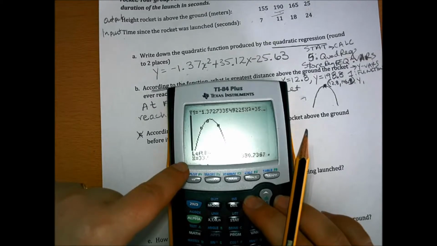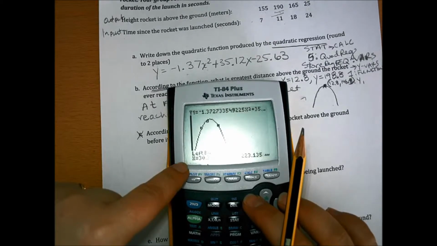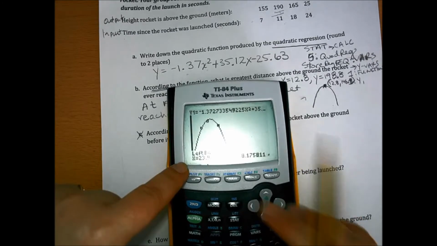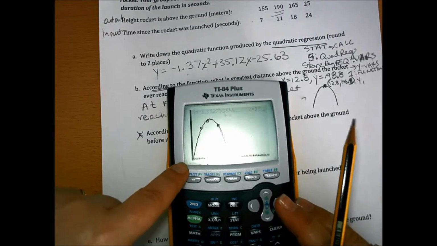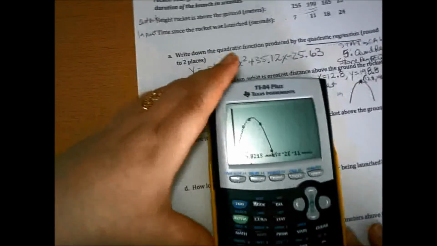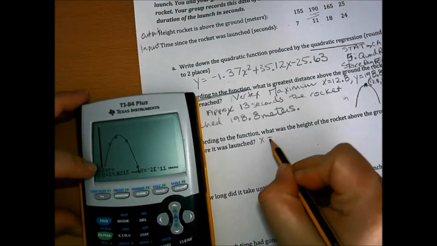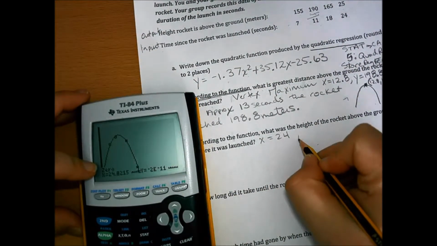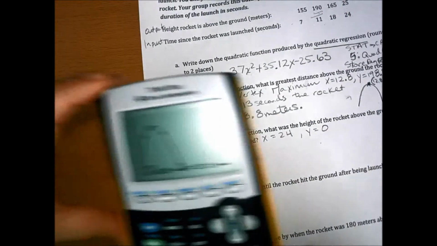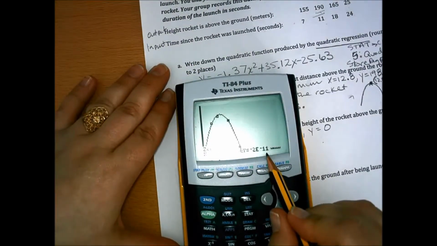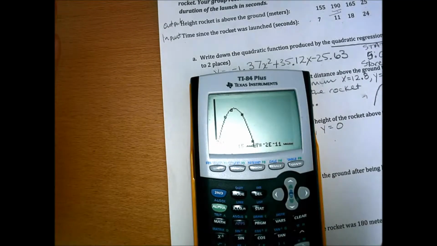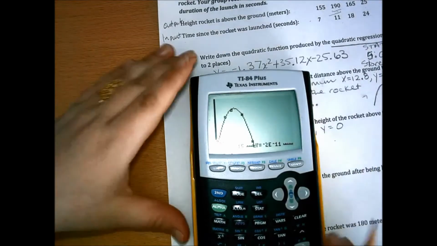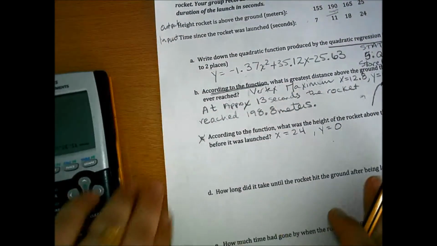Wait, I lost my cursor. Okay, there it is. So I'm just doing the same thing that we did before when we were finding the zeros. Okay. So we get that x is equal to 24 and y is basically equal to 0. See how it says -2 e to the -11? That's like -2 times 10 to the -11. That's basically 0, okay? Don't ask me why the calculator does that. I didn't program the calculator.